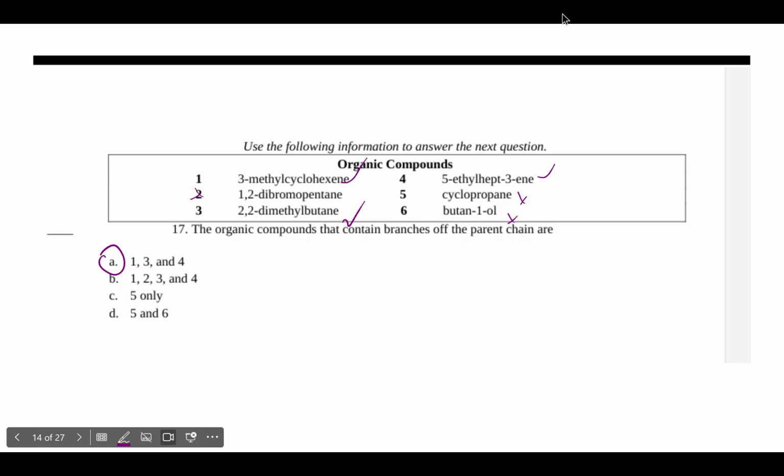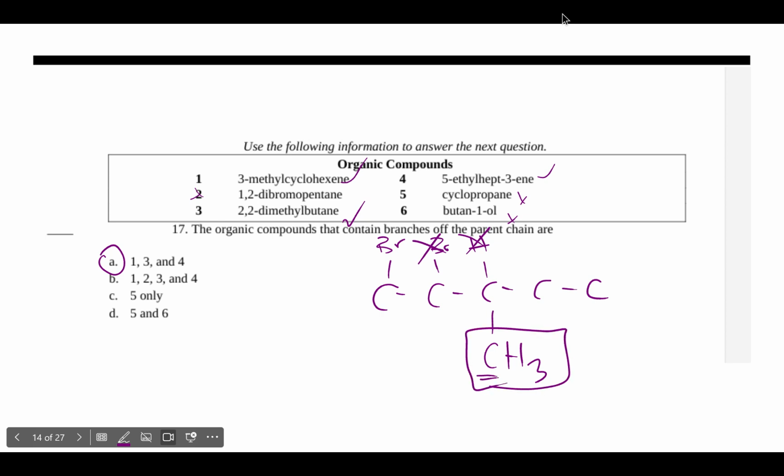It is very common for students to pick number 2, because if you take a look at pentene and you added your bromine, it is right on the carbon just like hydrogen would be. So that is not considered a branch, because hydrogens are not considered a branch. You need an actual chain like CH3, something that is branching off and having other atoms attached to it.